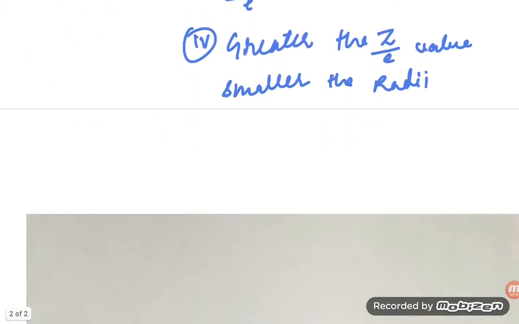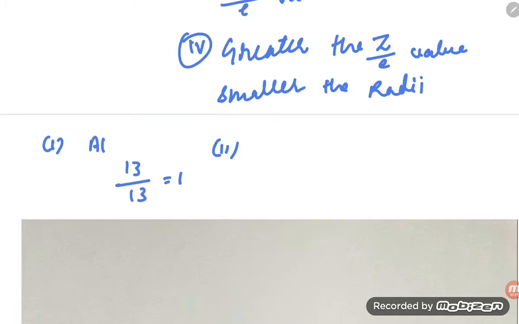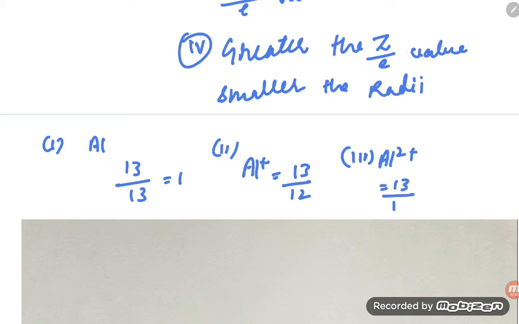So what is the first option? Aluminum is there, so aluminum is 13 protons by 13 electrons, it is coming 1. The second option is aluminum plus, which means 13 by 12 electrons. The third option is aluminum 2 plus, so it is 13 by 11. And the fourth option is Al3 plus, which means 13 by 10, so 1.3 is coming.